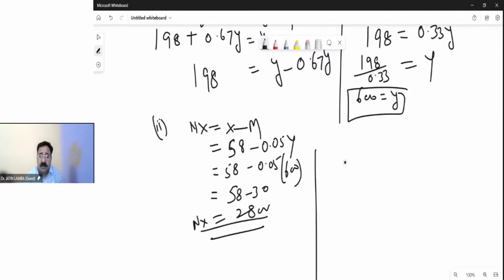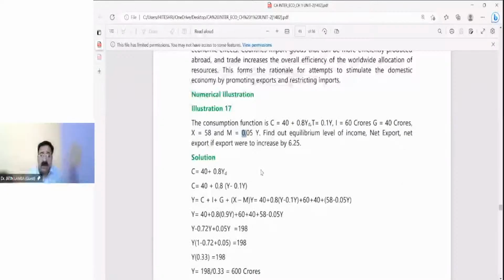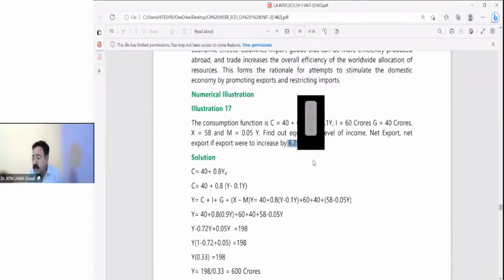Now, what is the third part of the question, sir? See, the third part becomes very easy because we have already found the net export. Now in the third part, if export were to increase by 6.25, right? First we had to find net export at the equilibrium level, which we did. Now net export, if export were increased by 6.25.